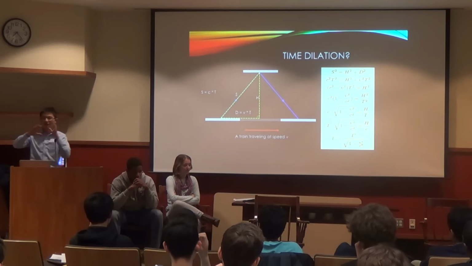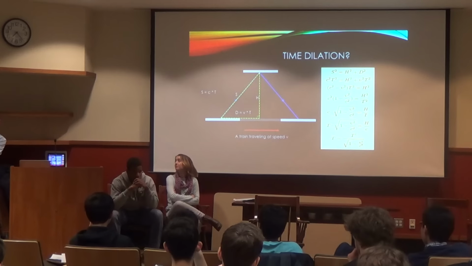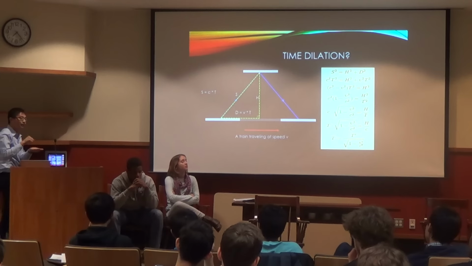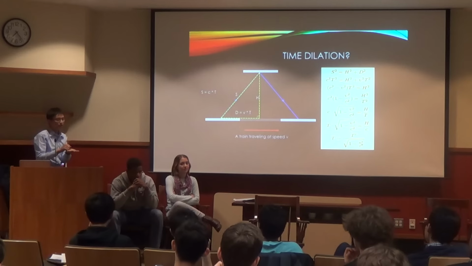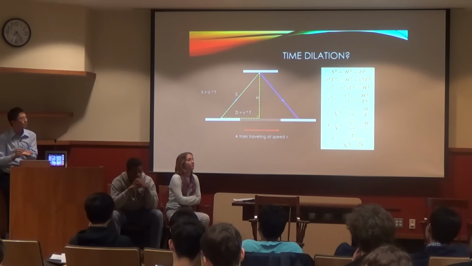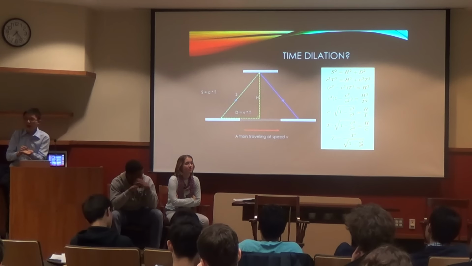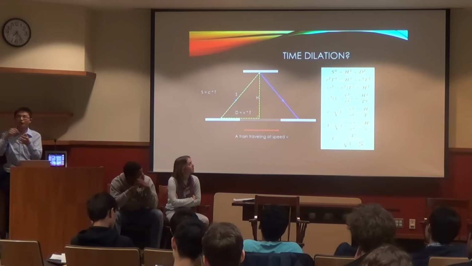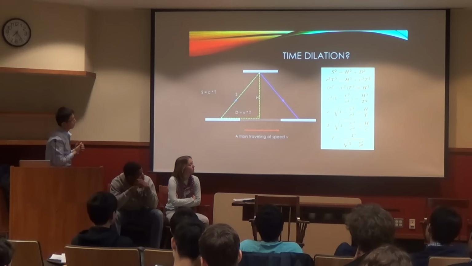So in the train's frame, we have two mirrors set up in this room. And a photon is emitted at the bottom of the mirror, shoots up, and then shoots down. This is basically the light clock that we talked about earlier. We use this light clock to measure time. But how about when the train is moving, and we look at it from a stationary observer?